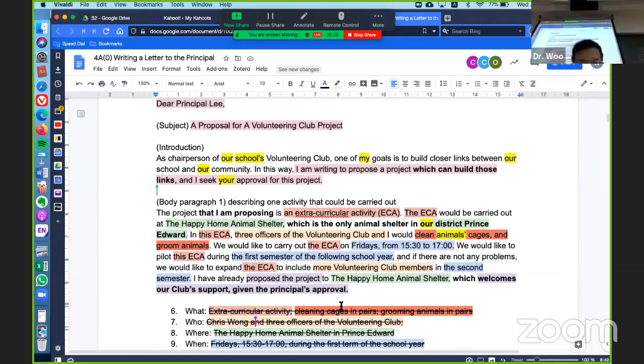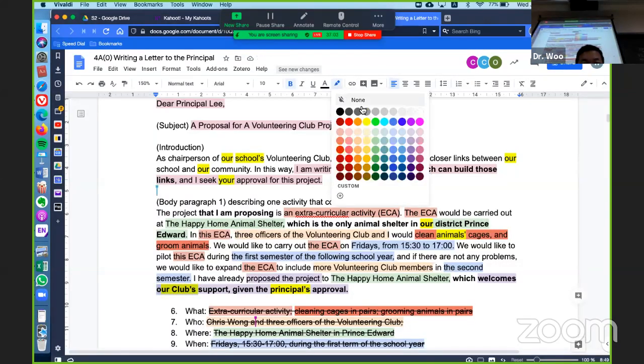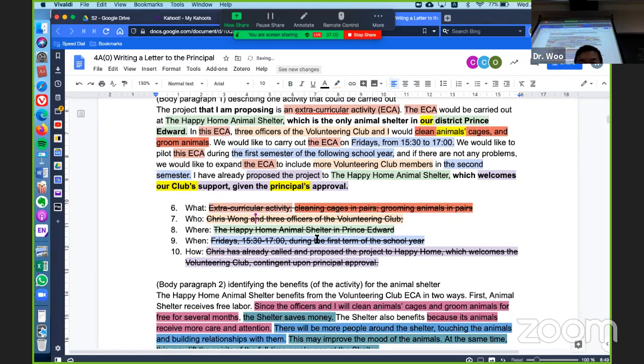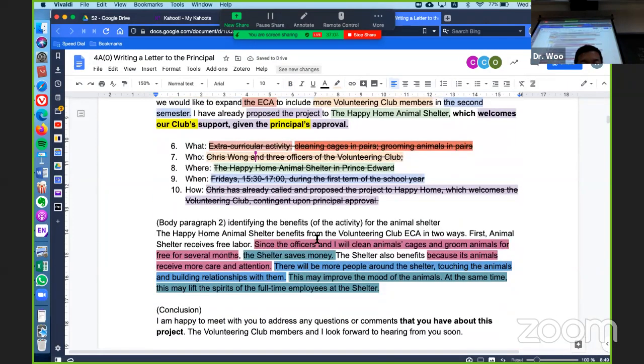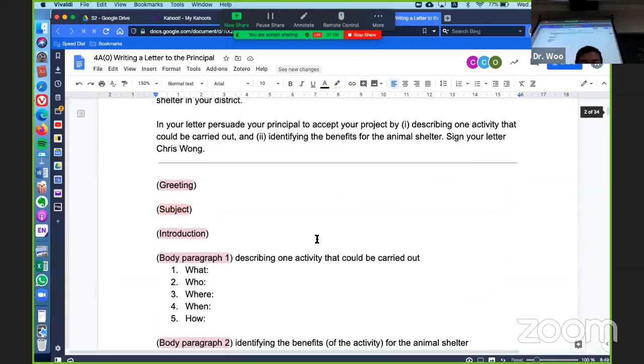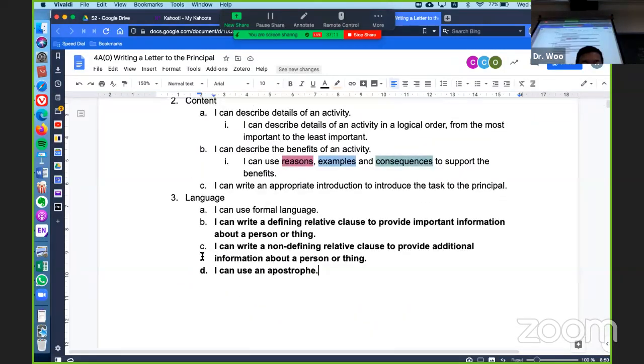Okay. Oh, hey, look. The principal's. All right. So the principal has to approve. One principal, one approval. Our club support. Oh my gosh, there are so many possessive pronouns. Oh, this is so great. Okay, good. I can use an apostrophe.